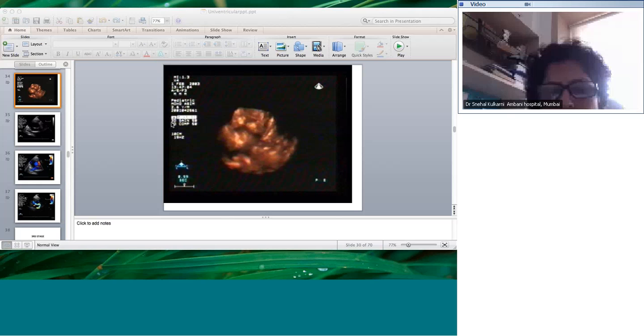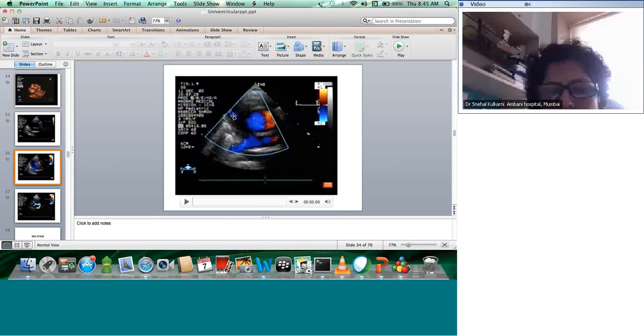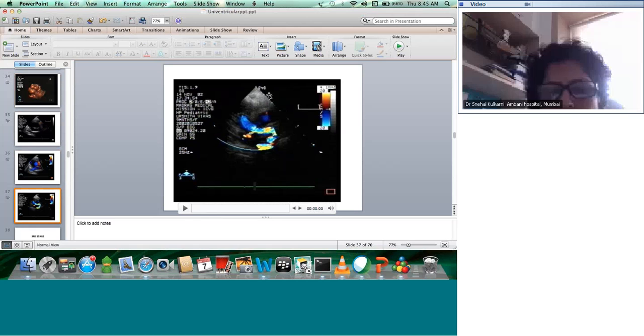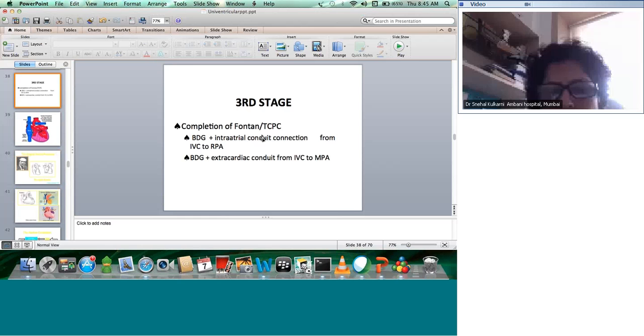So these are some of the pictures actually. You see a very smooth flow from the SVC into the pulmonary artery without pulmonary artery distortion. I'll show you another example. You see the SVC, which is anastomosed to the RPA, but you see a significantly disturbed flow in this patient, and your right pulmonary artery is small in size.